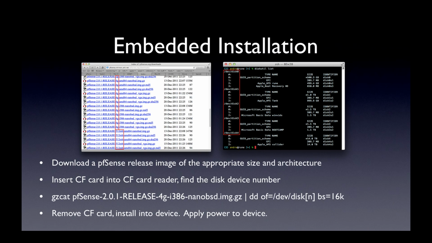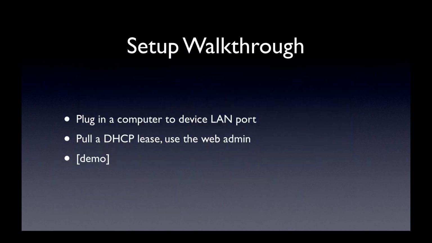So you drop the image onto the CF device, and then you pop the card into the Soekris and you boot it, and that's totally it. There's no installation. The installation was done by the people who made the disk image. You're just applying this disk image to the CF card. So then you plug a computer into the LAN port, which in the case of the Soekris is the first Ethernet port, and that computer pulls a DHCP lease. And at that point, you can use the web administration tool to walk through the initial setup, which I'll show you now.